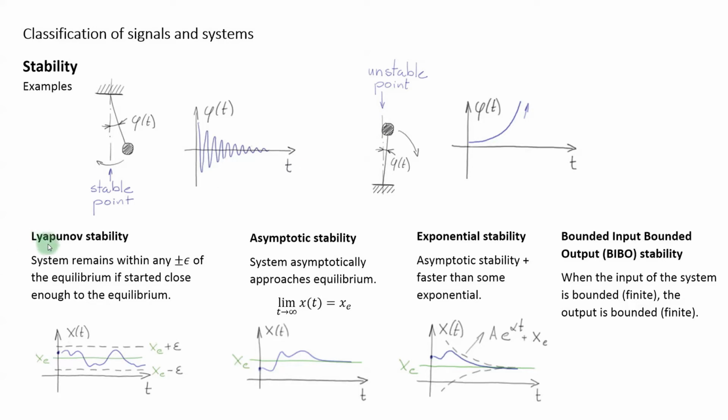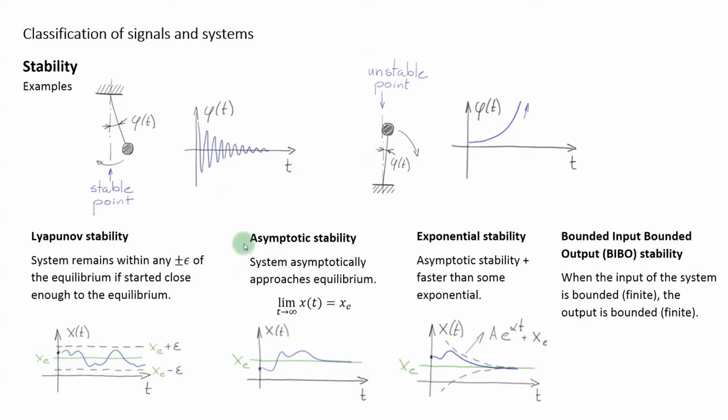A system is Lyapunov stable if it remains within some deviation of the equilibrium if it is started close enough to that equilibrium. So if I have some equilibrium point and I will set some limits, some deviation plus and minus epsilon from that equilibrium point, then the system is Lyapunov stable if it remains within these limits when it is started close enough to the equilibrium point.